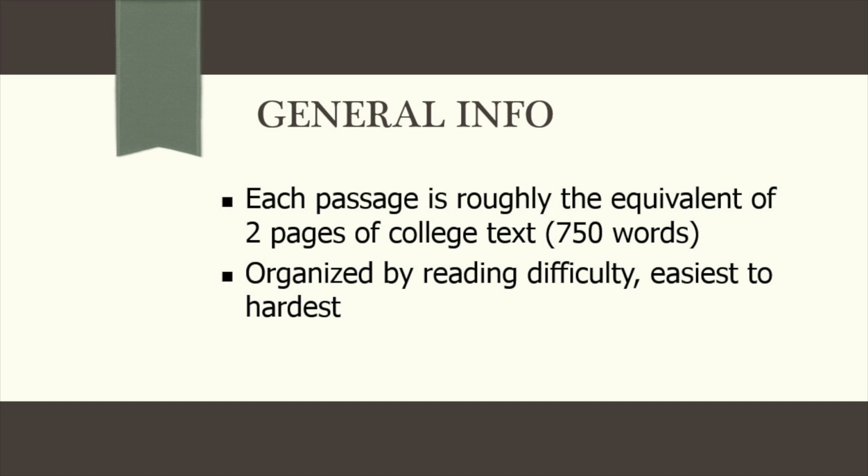Each passage will be roughly the equivalent of 2 pages of college-level text. That's 750 words. It will be organized by reading difficulty, easiest to hardest. Usually you can count on the prose fiction passage being first and the science passage being last, but that doesn't always happen.